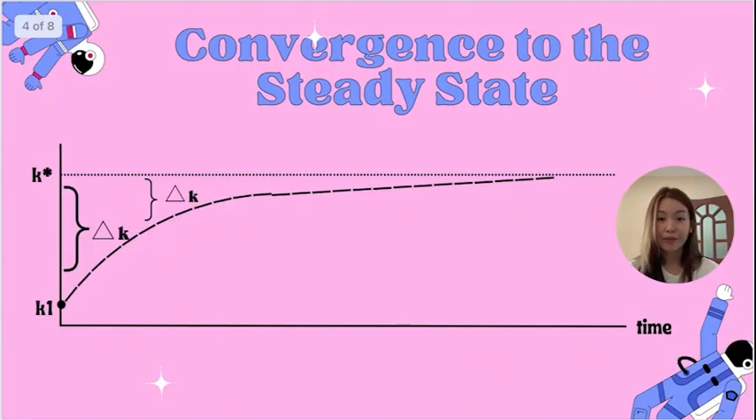In this graph, it zooms in when K moves along the curve from K1 to K star, and we will see that it's diminishing returns, because as time passes, the change in K is decreasing until it is at K star.